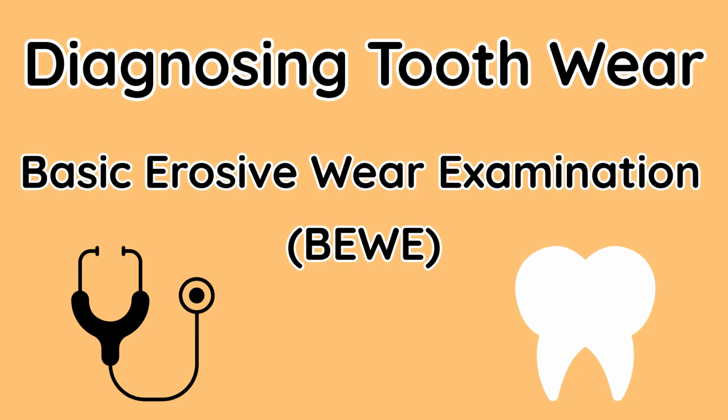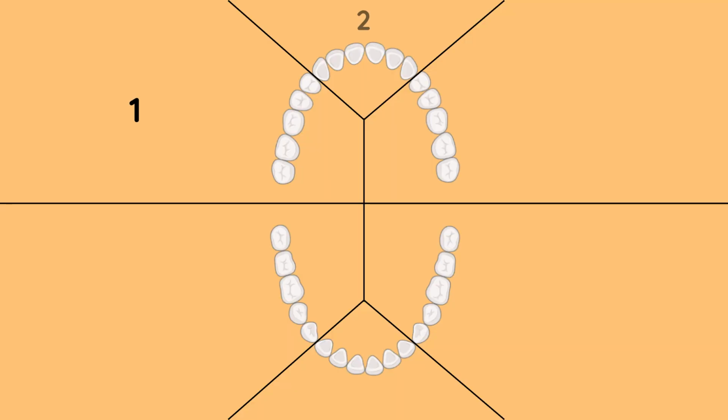How to diagnose toothwear. One of the best ways of diagnosing toothwear, particularly as dental students, is using the basic erosive wear examination, also known as BEWE. The BEWE is a rapid form of assessment which should be conducted on all patients that are on the dental chair. The way to conduct the assessment is to split the mouth into sextants like you would in a basic periodontal examination, where you note down the greatest affected tooth in the sextant.